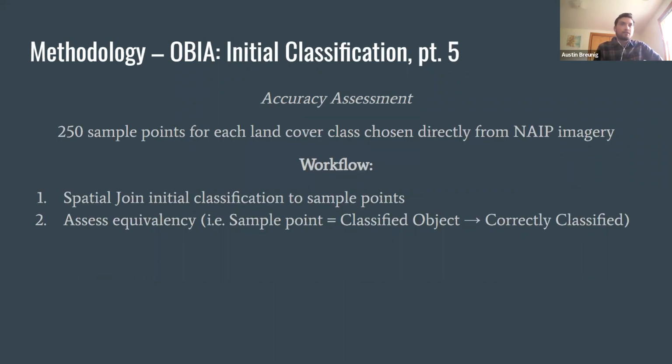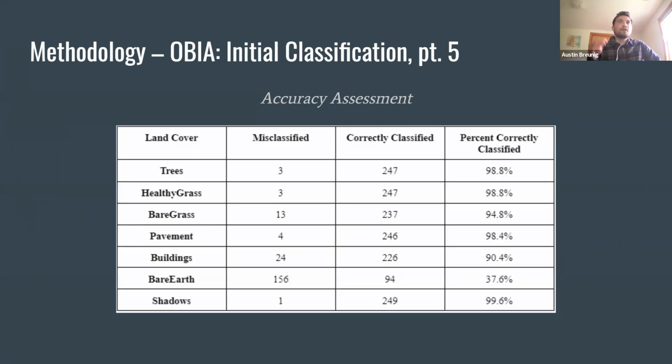So now that I've classified the imagery, the next step is to assess the accuracy of that classification. I selected 250 sample points for each land cover class directly from the imagery. I did a spatial join to join those points to my land cover map, and then assessed the equivalency: if the sample point land cover is the same as the classified object, then it was correctly classified. So here are the assessment results. Each class did really well, except for that bare earth class, at 37%, which is the reason why I dropped it.